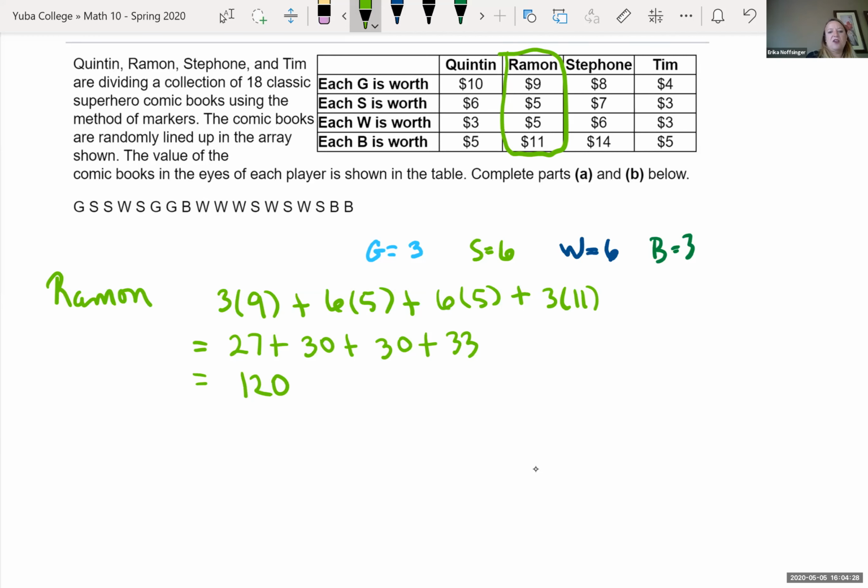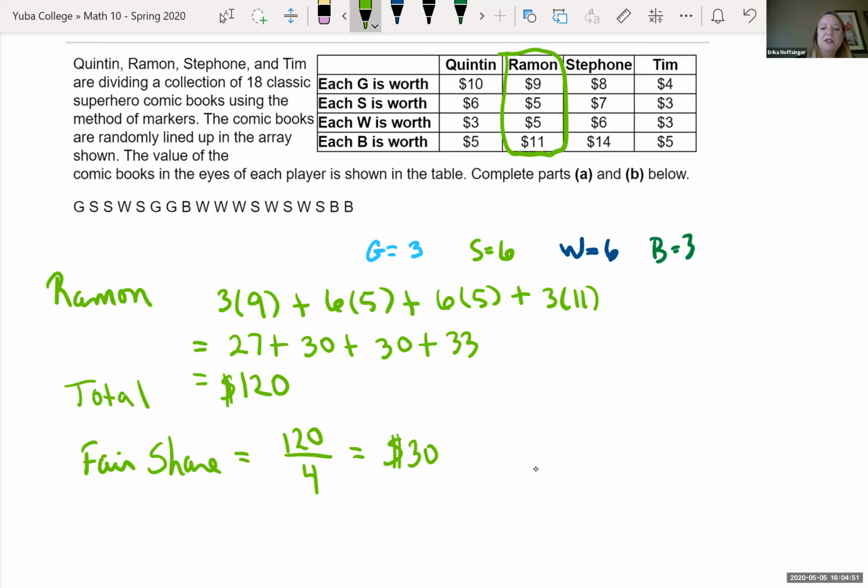So he believes the total of all the comic books is $120, but his fair share is that $120 divided by the number of players, which is 4. So he believes a fair share to him is $30 worth. And so now we got to go down the line just like we did with Quentin, and place his markers. So we're going to start summing this up.